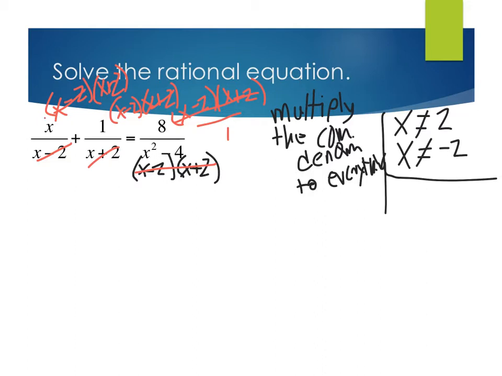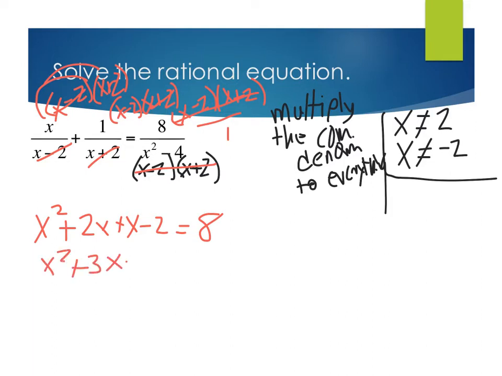But make sure now we're going to distribute this. So this is going to be x times x is x squared plus 2x, because x times 2 is 2x. Then I have positive 1 times x is positive x, and positive 1 times negative 2 is negative 2, equals our 8. Now I'm going to combine like terms, and I have x squared plus 3x minus 2 equals 8. Now I'm going to need to move the 8 over so that I can solve by factoring. So I have x squared plus 3x minus 10.